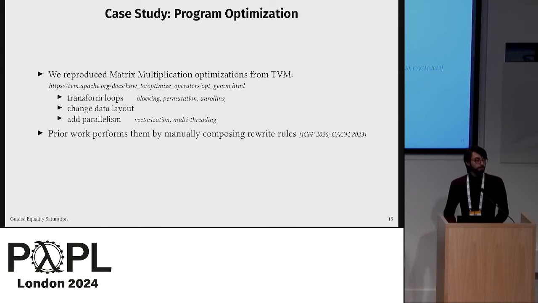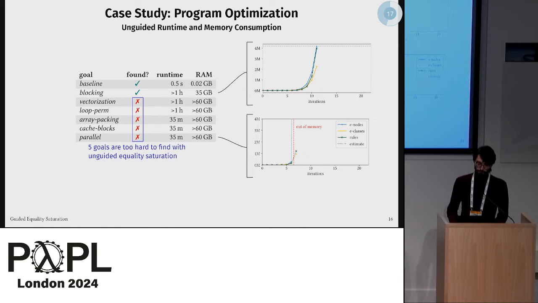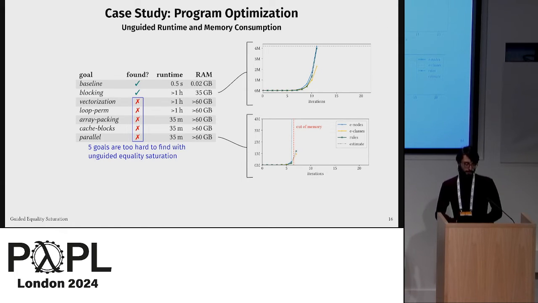There is prior work that already showed that it's possible to express these optimizations by manually composing rewrite rules. And now what we're interested in is automating this process using guided equality saturation. So these are the benchmarks for unguided equality saturation. Here we have 7 optimization goals of increasing difficulty. So the baseline is very easy to find.